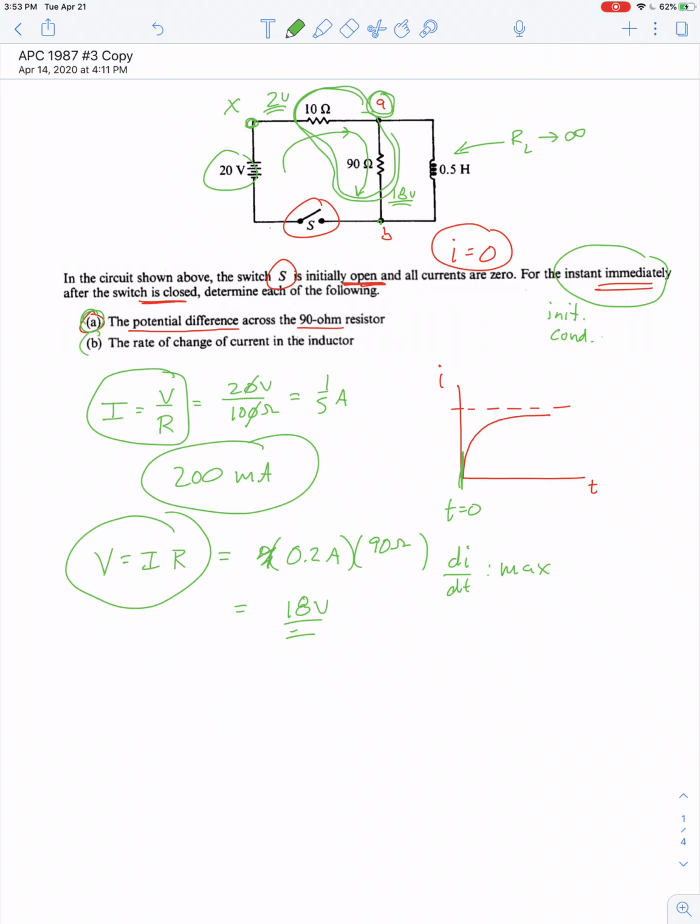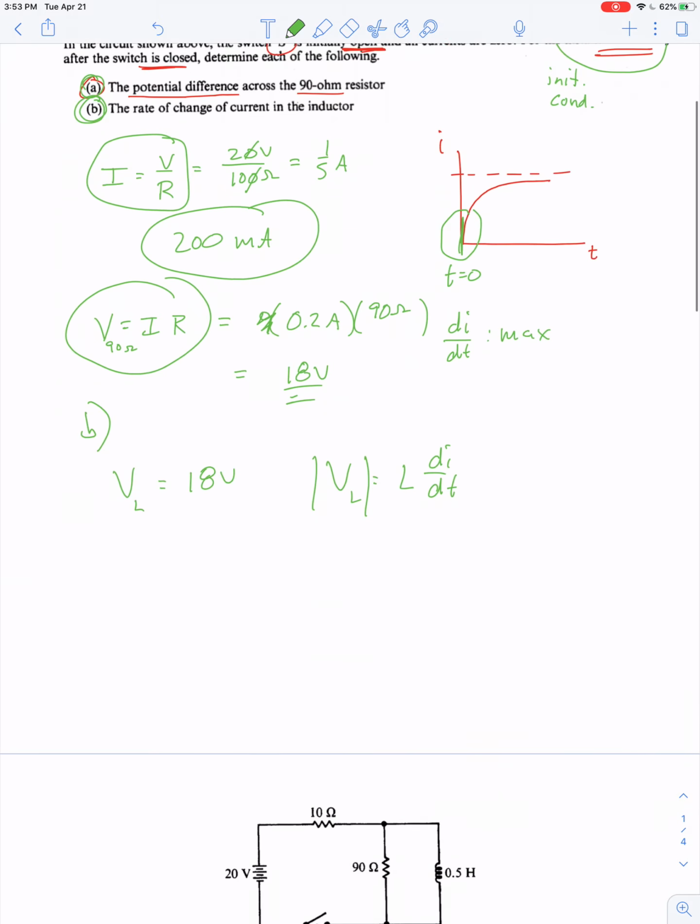Okay, what's the rate of change of current in the inductor? What is the initial slope of this graph? Well, if the voltage across the 90 ohm resistor is 18 volts, then the voltage across the 0.5 Henry inductor also has to be 18 volts because the two of them are connected in parallel. So this voltage is not only the voltage for the 90 ohm resistor, but the voltage for the inductor also must be 18 volts. But I know voltage for an inductor, at least in magnitude, is equal to the inductance multiplied by the rate of change of current.